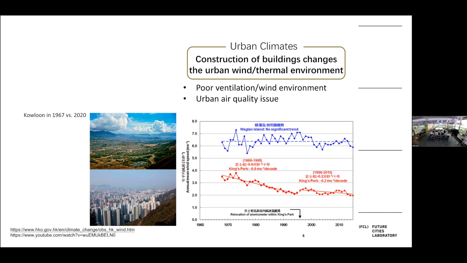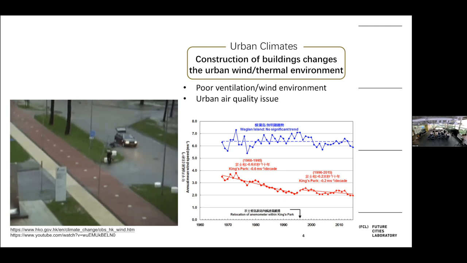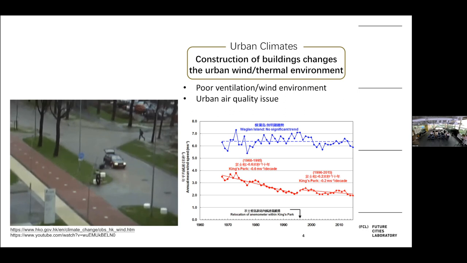So we can conclude that the reduction of the wind speed inside the city center is not because of climate change. It's because of the construction of the buildings in Hong Kong. We can see from the photos here the comparison between the 50 years. On the other hand, the construction of buildings can lead to high wind speed locally.